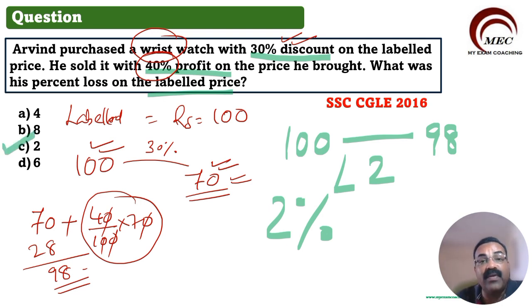Hope it is very clear to all of you. 100 rupees, he got a discount, then 70 rupees. Then that 70 rupees he sold for 40% profit. So it becomes 98 rupees. Still he has a loss of 2 rupees, which is equal to 2%.